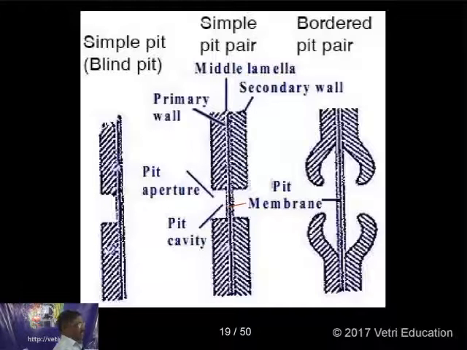And the second one is called the bordered pit, where you can find the secondary wall also arches over. This one is the secondary wall. Here you can find this is the pit membrane and this is the pit aperture. And this pit aperture is very small when compared to this. Pit aperture is small, and inside you have the pit chamber. So this is how we generally show it. Here you can find the simple pit.